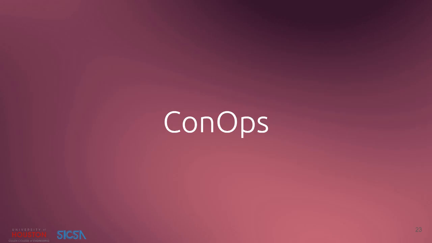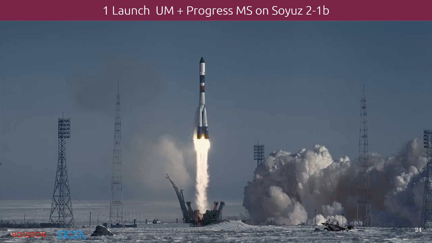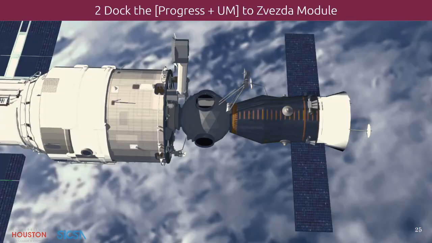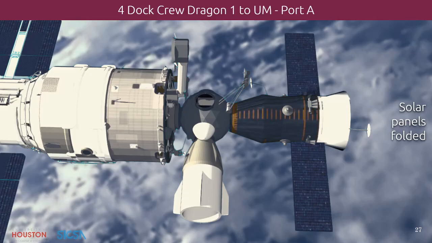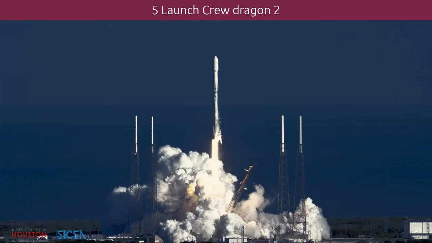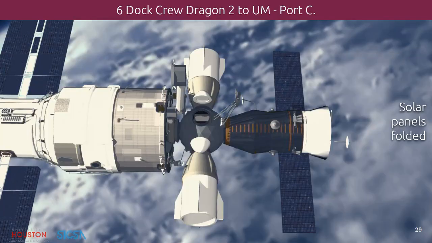Now, once I had my test objectives in place, I started exploring how this testbed might be launched and operated. So first we will launch the module plus the Progress as the central hub. Now the central hub docks to this Zvezda module. Then we launch a modified Crew Dragon and we dock it to the central hub. Now we can launch the second Crew Dragon and dock it to the other side of the central hub.